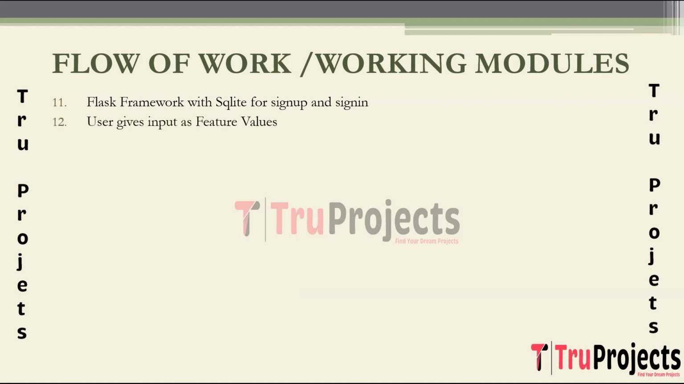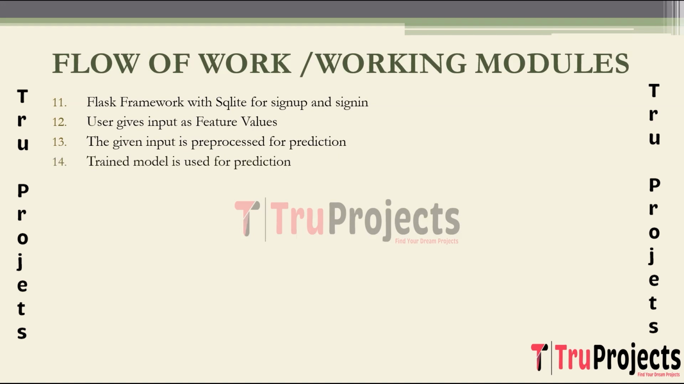User gives input as feature values. The user inputs feature values through the front end of the application. This information is then sent to the server for further processing. The given input is pre-processed for prediction. The received user input is pre-processed to ensure that it aligns with the requirements of the trained model. This involves data cleaning, encoding, or scaling to match the format used during training.